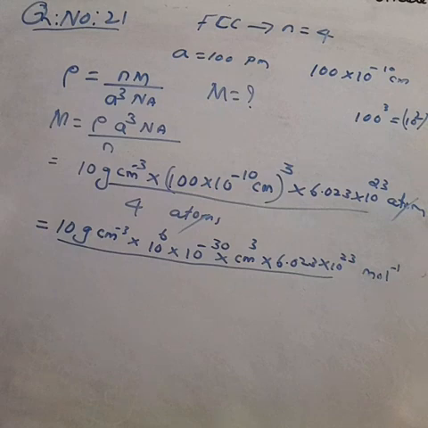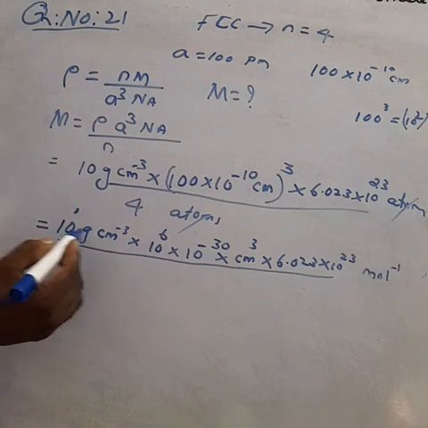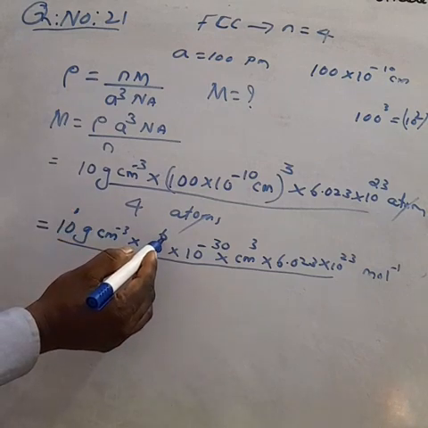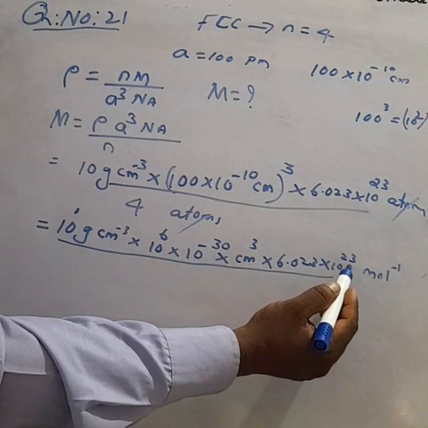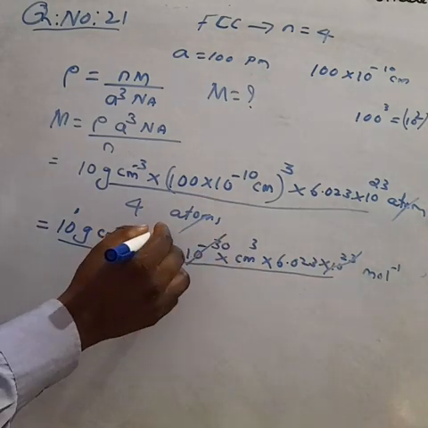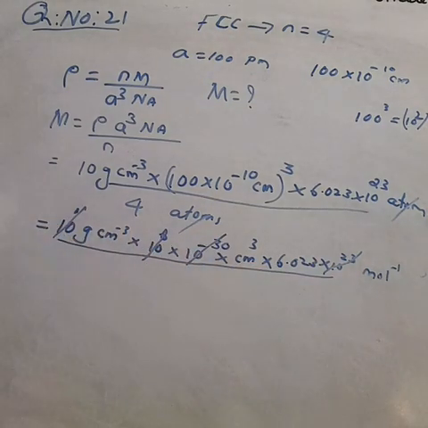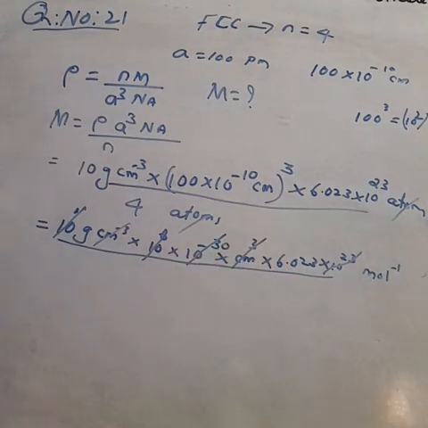Now I am cancelling the power. Consider 10 raised to 1. 1 plus 6 is 7. 7 plus this 23 is 30. So 10 raised to plus 30 and 10 raised to minus 30, I am going to cancel. So all of these are cancelled. The remaining, here also we can cancel: centimeter raised to minus 3 and centimeter raised to plus 3. This also can be cancelled. The remaining is gram only.